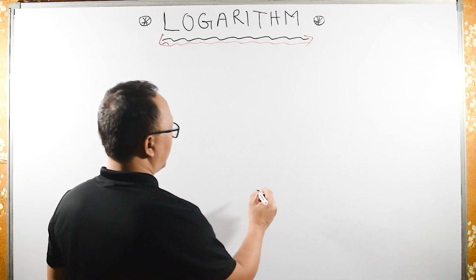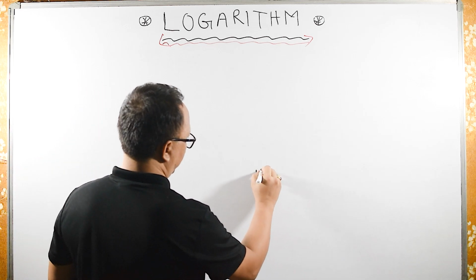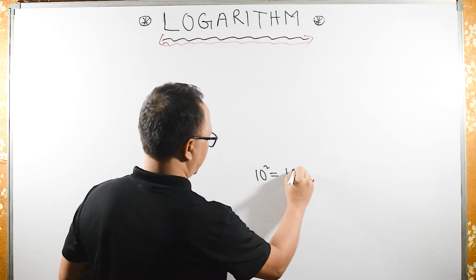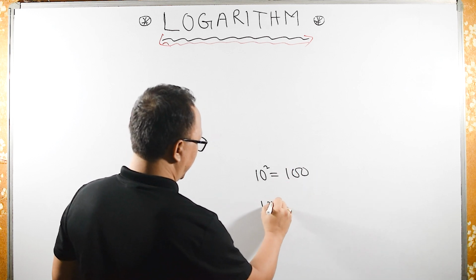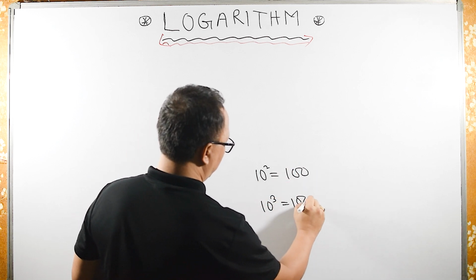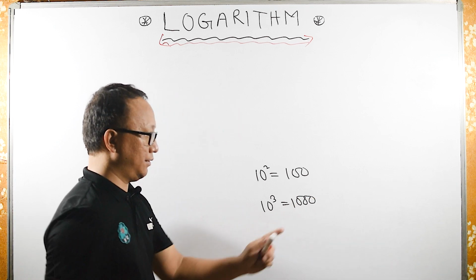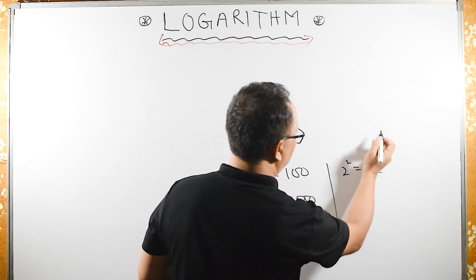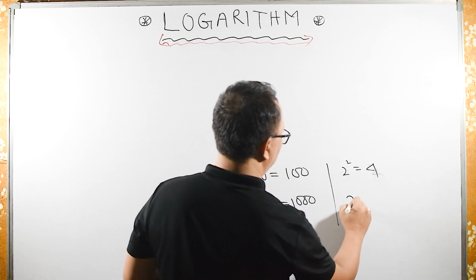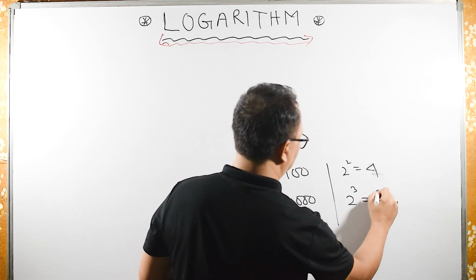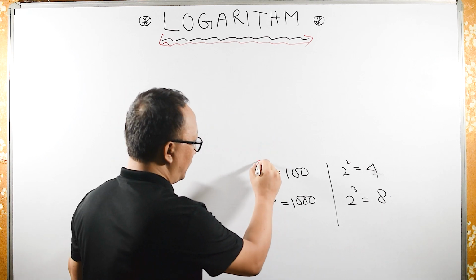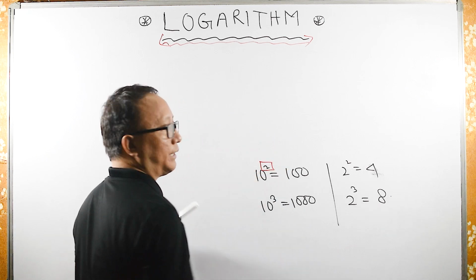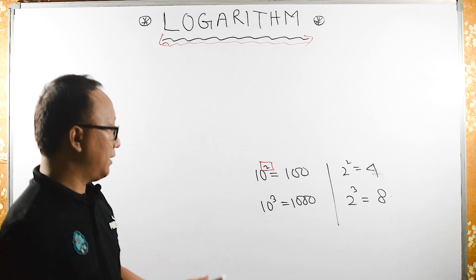So everyone knows what 10 square is. 10 square is the same as 100. Similarly, 10 cube is the same as 1000, meaning there are 3 zeros. Similarly, 2 square is the same as 4, and then 2 cube is the same as 8. This is called an exponent, or you can say power.